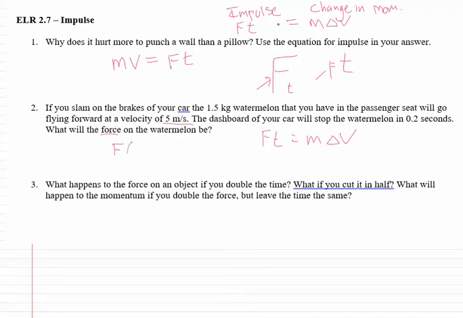It's telling us that it's going to happen in 0.2 seconds. That's our impulse side. Now we've got to go to the momentum side. Our mass is 1.5 kilograms. And the change in velocity, since it's going to be stopping, we're going from 5 down to 0. So that change is a change of 5 meters per second. Now we just need to start doing some algebra, plugging things in. We're going to go 5 times 1.5, and then divide by this 0.2. And we end up with 37.5. And now remember, don't forget your units. Since we're solving for force, this must be in newtons. And that is how much force the dashboard is going to put on our watermelon.